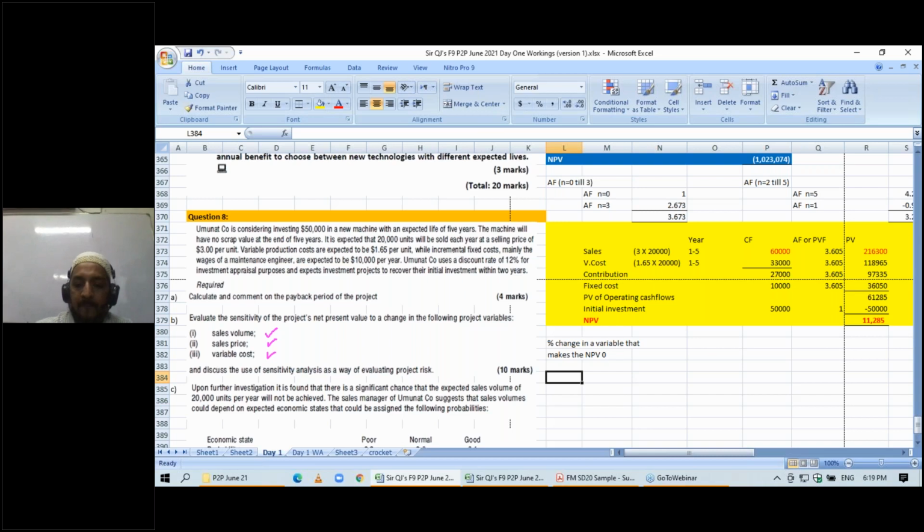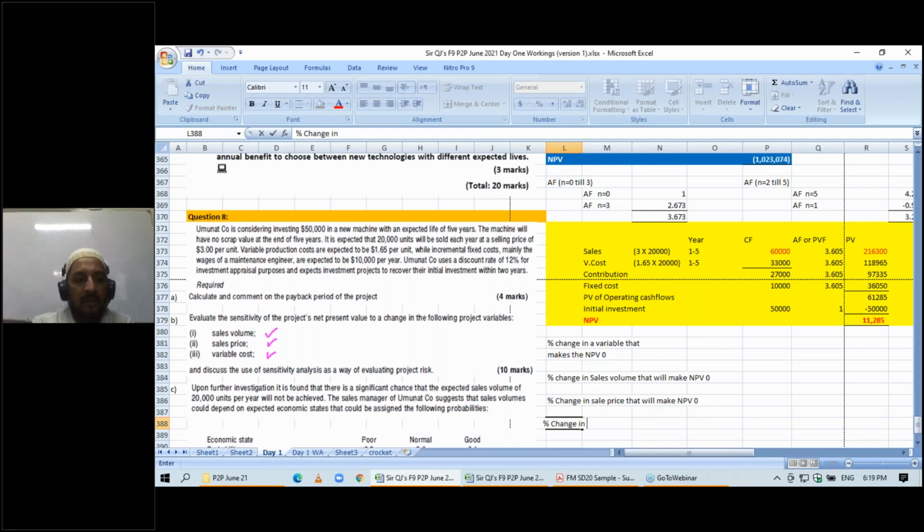How do I make it? Percentage change in sales volume that will make NPV zero. Then percentage change in sale price that will make NPV zero. Then the third requirement is percentage change in variable cost that will make NPV zero. These are the three requirements. Now on the basis of these requirements, I'll be making the formula.